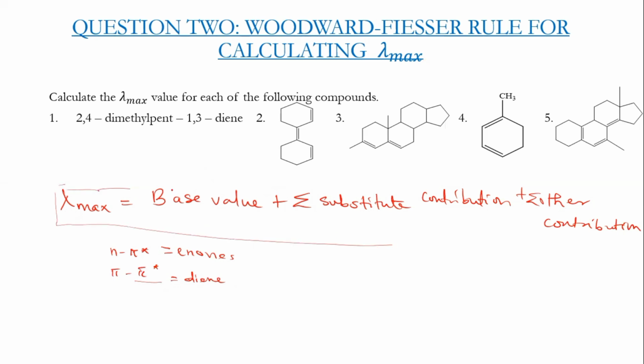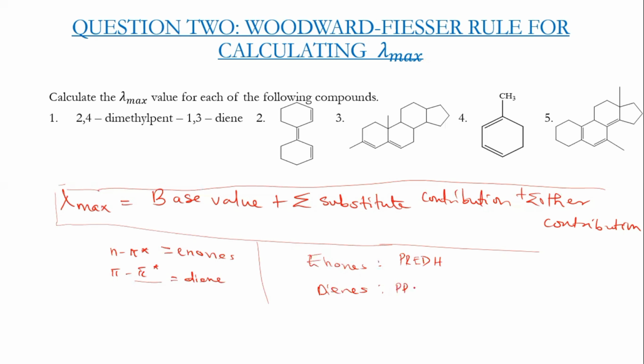So I'm going to be using a short formula. I will bring up the whole of this, and that is for the dienes. For the enones, I'm going to be talking about it in terms of the formula, and for dienes, the parent value, we're going to be talking about it just the same. Now this P is the parent value.